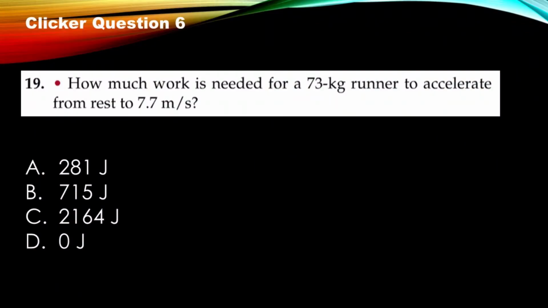Okay. So let's move on to the next one that has no question. Oh, there it is. All right. So this one says, how much work is needed for a 73 kilogram runner to accelerate from rest to 7.7 meters per second? 77 meters per second would be really fast. So go ahead and talk about this one.